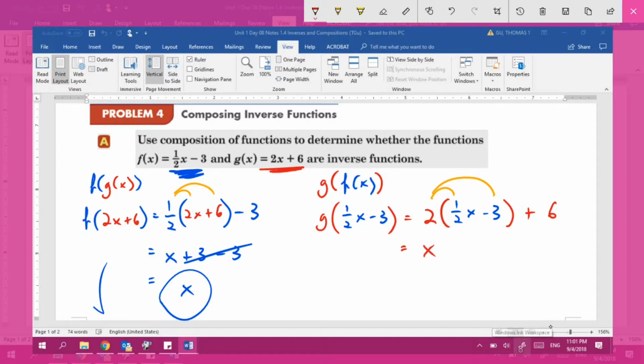What's 2 times negative 3? That is negative 6. And then we got the plus 6 at the end right there. And then once again, we see, oh my goodness, the negative 6 and the positive 6 cancel out. My answer is x. Wow, so both of these compositions gave me x, which means they are inverses. Inverses. Yeah.